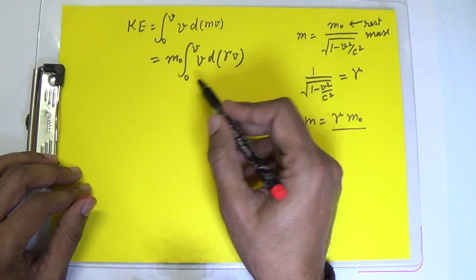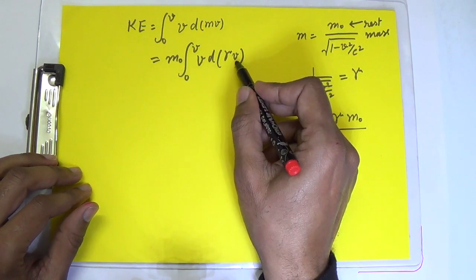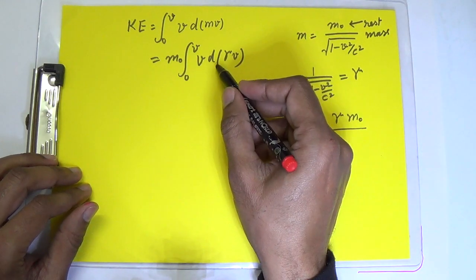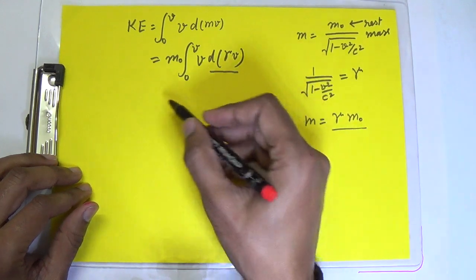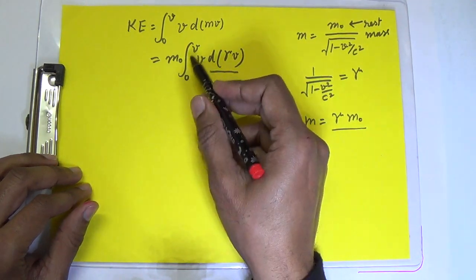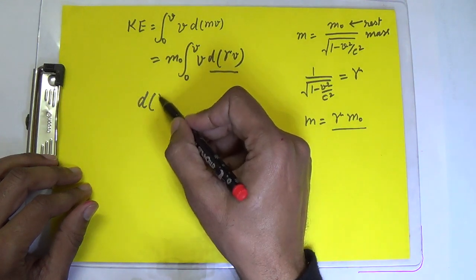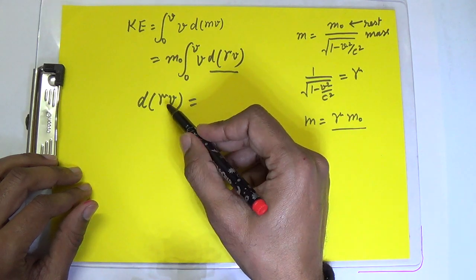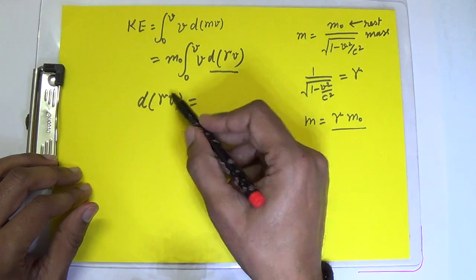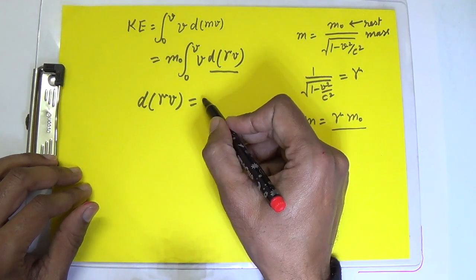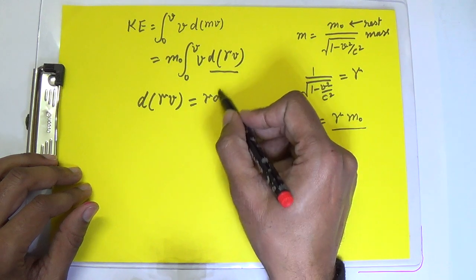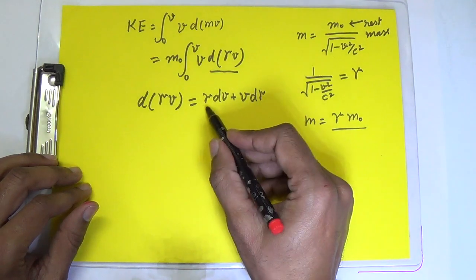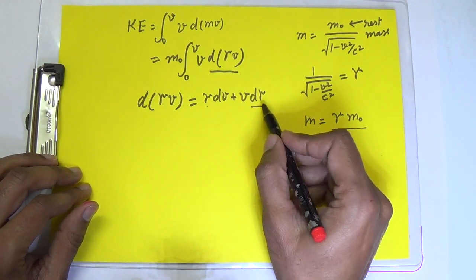So now we have this integration, and in this integration both gamma and v are variable; gamma is also a function of v. So we have to differentiate d(gamma v) first, before we solve this integration. These are two factor functions, like f1(x) f2(x), so we have to differentiate both of them. This can be written as gamma dv plus v d gamma.